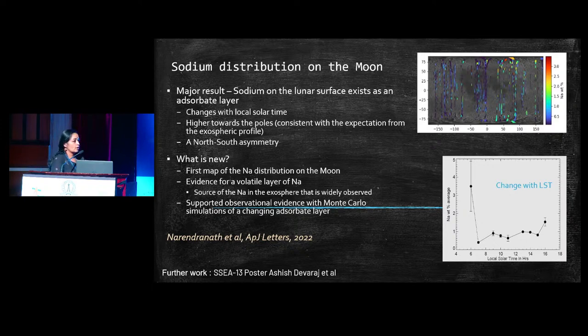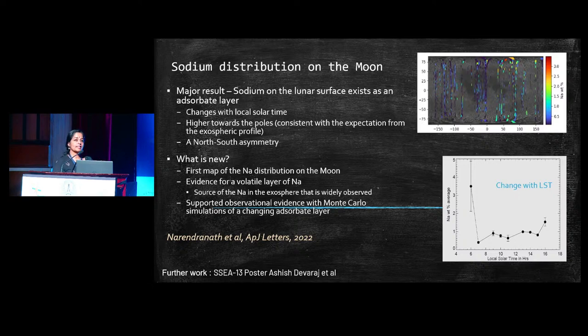So what we did was to model this using a Monte Carlo, using Geant4. We modeled the lunar regolith, built in different layers of sodium sitting on the surface of the grains, and used that model to fit the data, which shows that possibly a large part of the signal we observe comes from this adsorbate layer. What this means is that the moon has a very thin, tenuous atmosphere, which we call the exosphere, and this exosphere starts from the surface itself. So the source of atoms in the exosphere is obviously the surface.